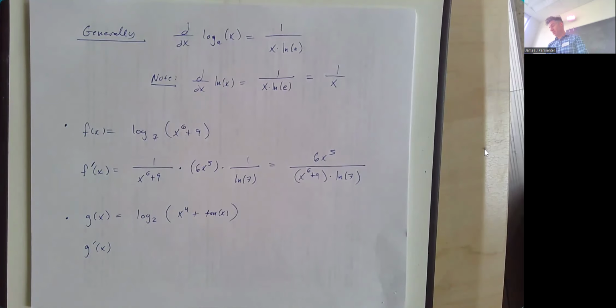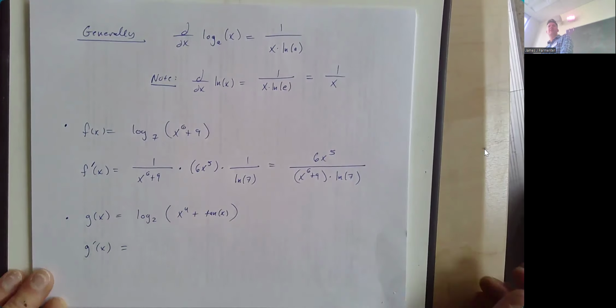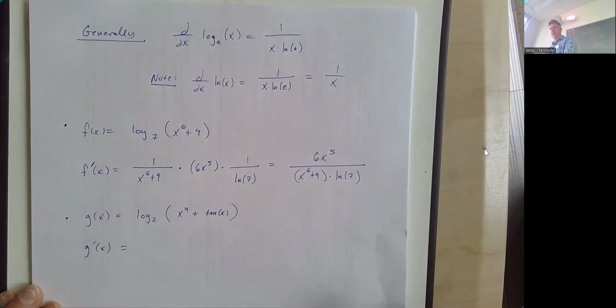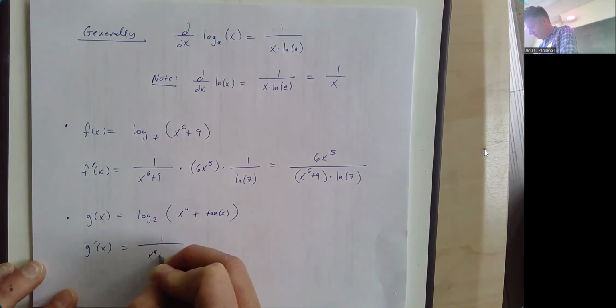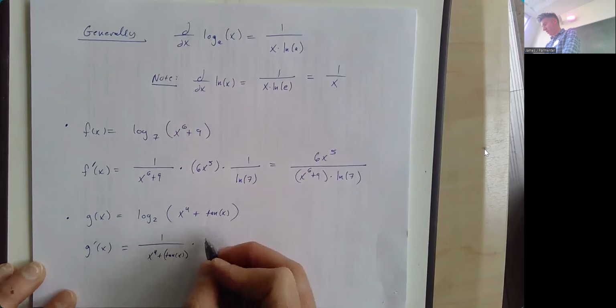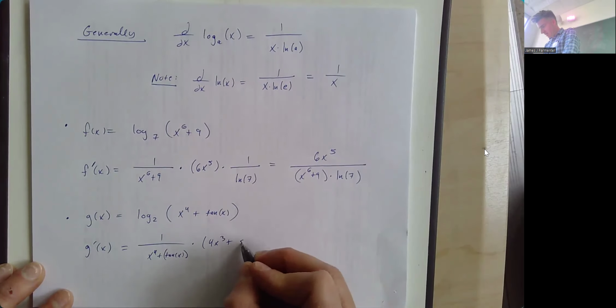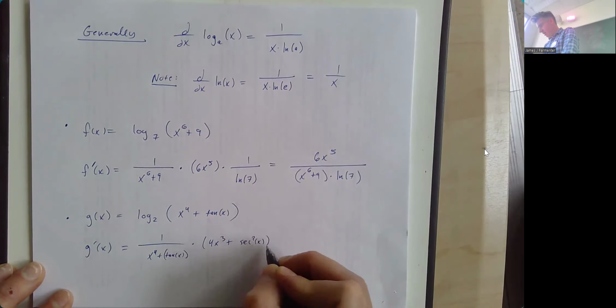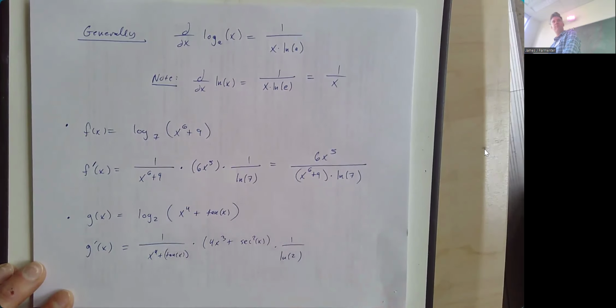All right. So I'm going to try and do this in one step without writing it. No, I'm not, definitely not. 1 over the stuff times the derivative of the stuff, and the derivative of x to the 4th plus tangent of x is 4x cubed plus secant squared of x, everybody. Awesome. And then divided by another natural log of 2.